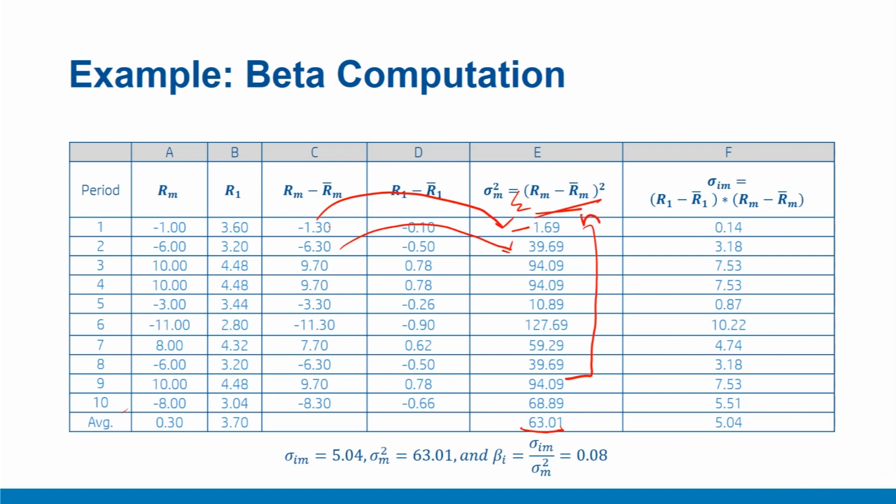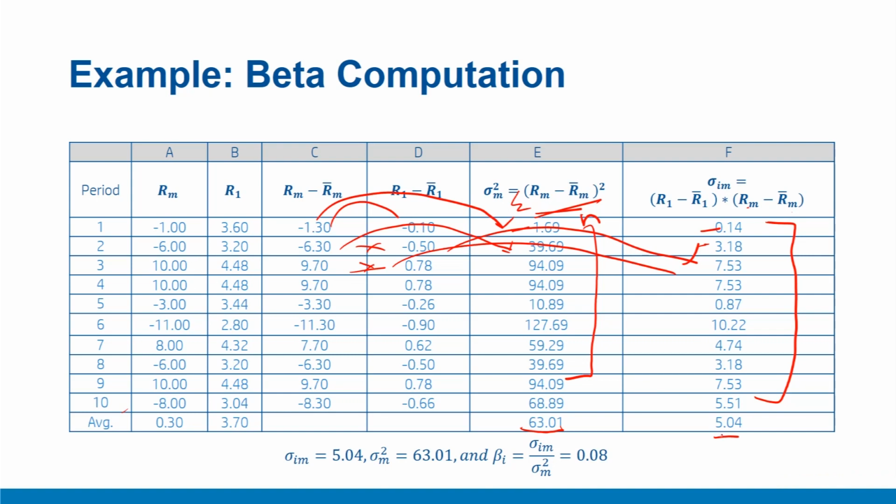Similarly, we'll compute these products, RM minus RM bar multiplied by R1 minus R1 bar, to get this number, and then this multiplied by this to get this number, and so on. We'll get all the 10 products of R1 minus R1 bar and RM minus RM bar, and then divide by the total number of observations, that is 10, to get this number.